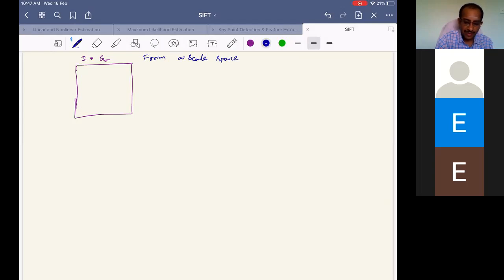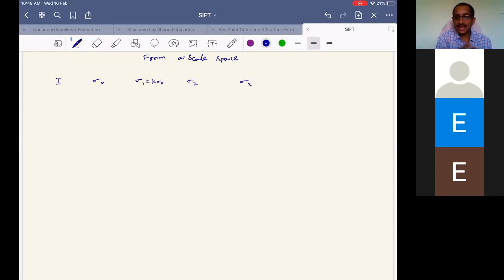Okay, so what do we mean by forming a scale space? I start with this. Then I will increase the sigma with which I look at. Initially I may start looking at a smaller sigma. Say I have an image, I convolve with sigma naught, and then sigma 1, sigma 2, and sigma 3 and so on. Sigma 1 may be k times sigma naught. That is slightly higher.